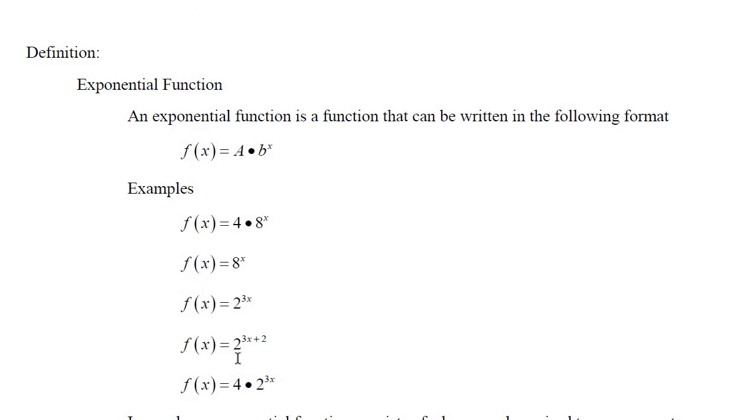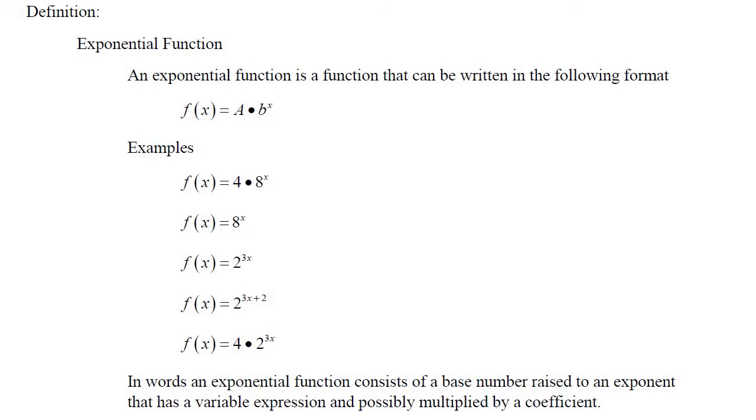f of x is equal to 2 raised to the 3x plus 2, so we've got an algebraic expression in the exponent. And then my last example here is f of x is equal to 4 times 2 raised to the 3x. So what makes these exponential functions is that an exponential function consists of a base number. Notice the base is a nice number, a constant, raised to an exponent that has a variable expression. Sometimes it's just a variable, sometimes it might be a variable and a coefficient, or it might be a more complicated variable expression. And then possibly having a coefficient in front.